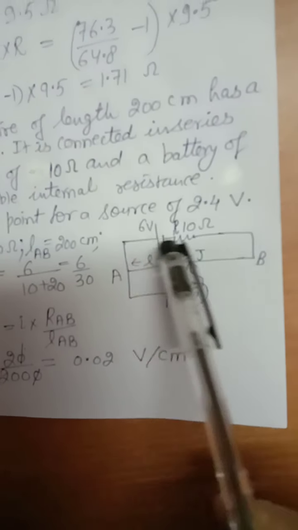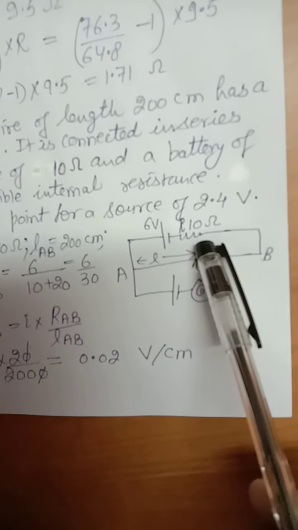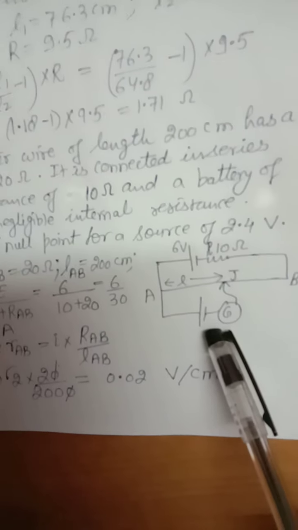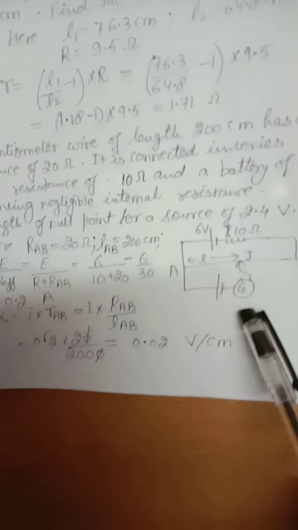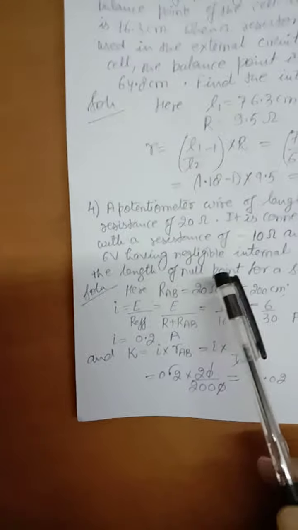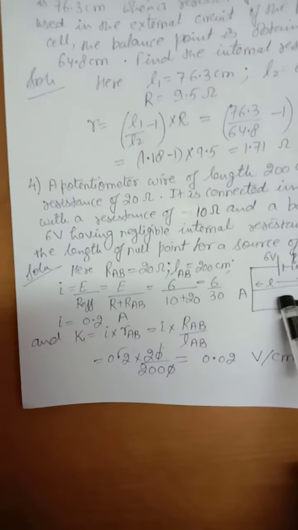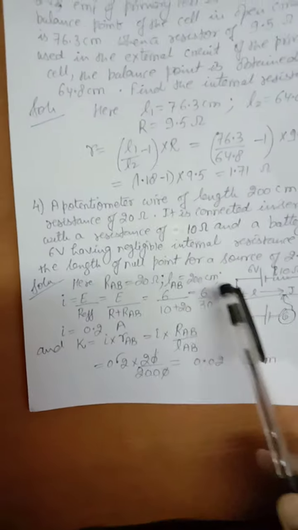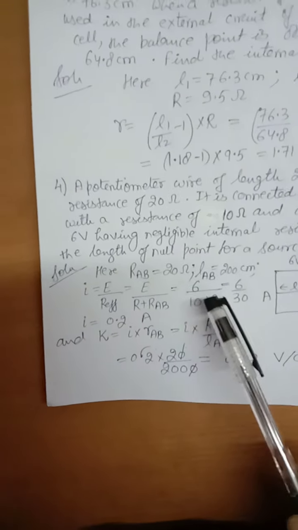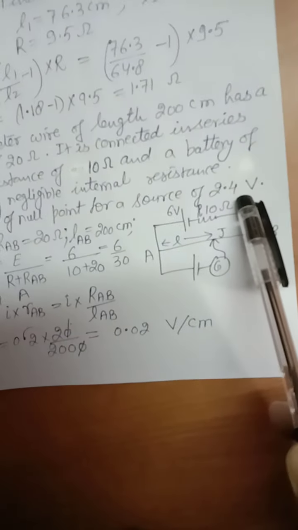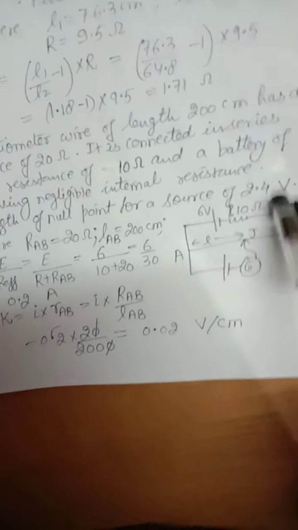Now the next question is saying we have a driver cell of 6 volt. In series with that, we have a resistance of 10 ohm. And this potentiometer wire AB we have taken, and a primary cell is connected in parallel with this potentiometer. The question says the length of the potentiometer wire is 2 meter or 200 centimeter and its resistance is 20 ohm. Then we have to calculate the value of null point for the primary cell of EMF 2.4 volt.